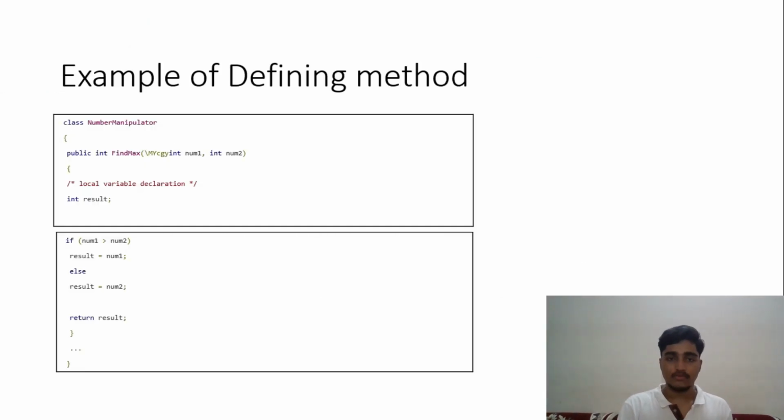So here is an example of how we should define a method in C sharp. So here, as you can see, we have a method named findMax, and it has the access modifier as public, and its return type is integer data type, and it has two parameters which are separated by a comma. Then it has a body which is enclosed between the parentheses, and this contains the logic of the program. So this is how we define a method in C sharp.